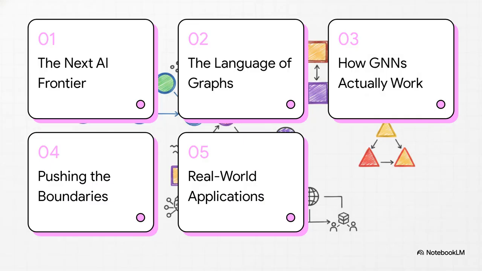So here is our roadmap for today's explainer. First, we'll look at the next AI frontier. Then, the language of graphs. Third, we'll break down how GNNs actually work. Fourth, pushing the boundaries. And finally, real-world applications.